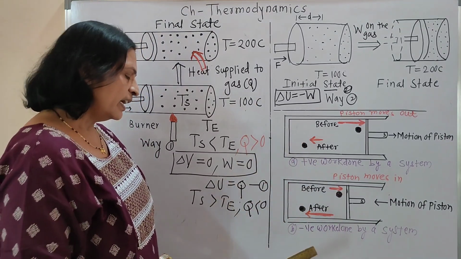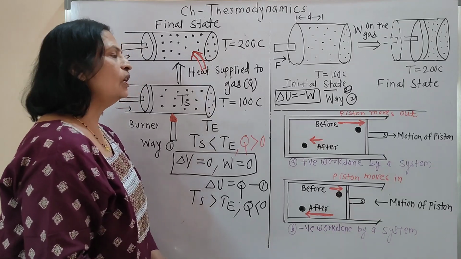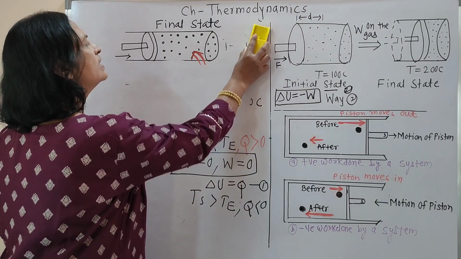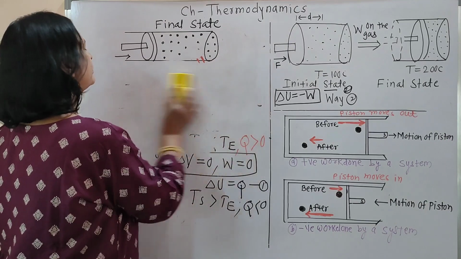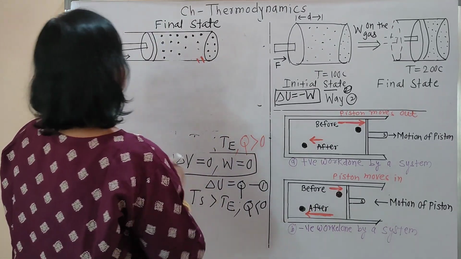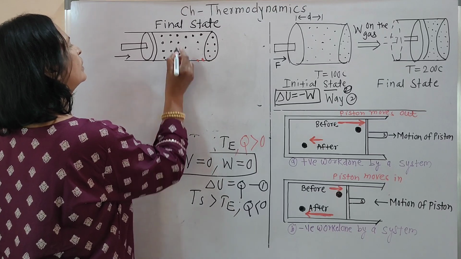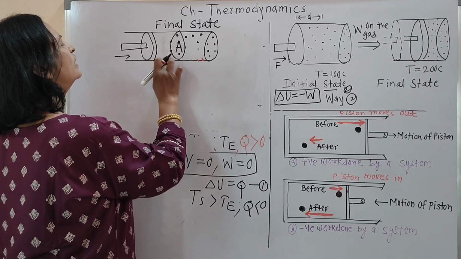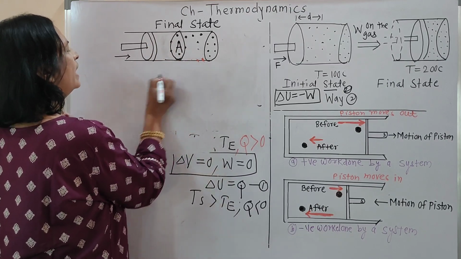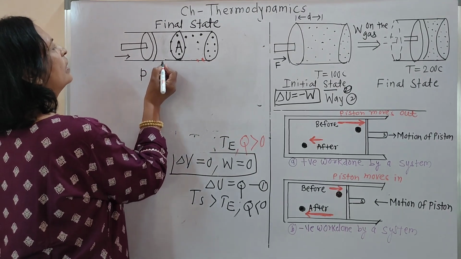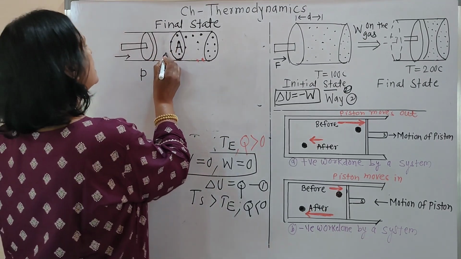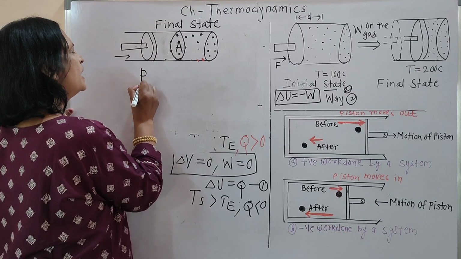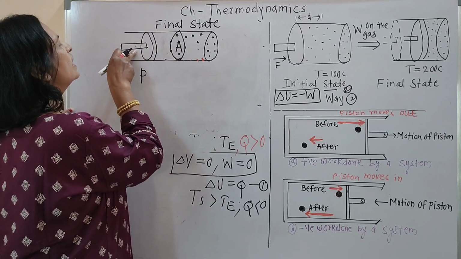Now, we have to consider a third case. In that case, the volume of the system gets increased. Okay. Again, consider a system. In that system, A is the area of cross section of the cylinder or piston. Then P is the constant pressure exerted by the system on this piston.